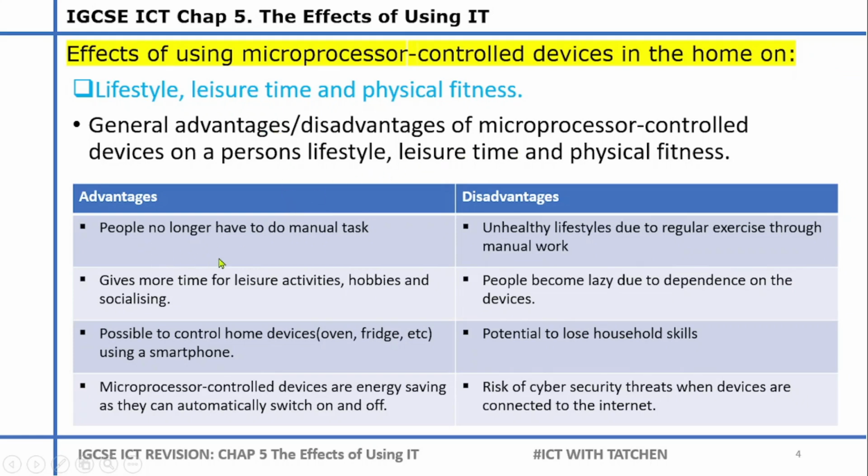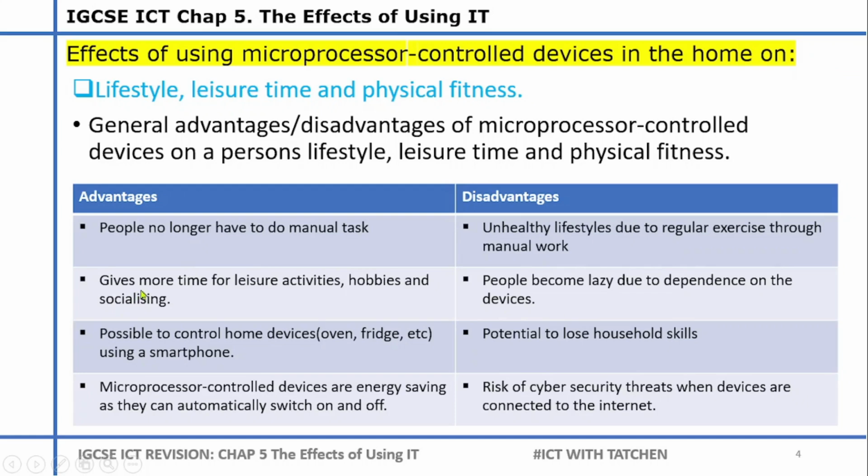The first advantage is that people no longer have to do manual work. In many places now around the world, you have washing machines. If your clothes are dirty, you just drop them there, set all the functions, and you can walk away, and after some time your clothes are cleaned for you. So it saves you from doing manual work. Even the vacuum cleaners also help with that.